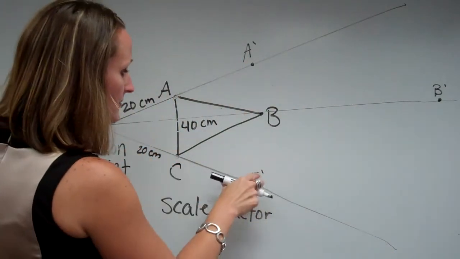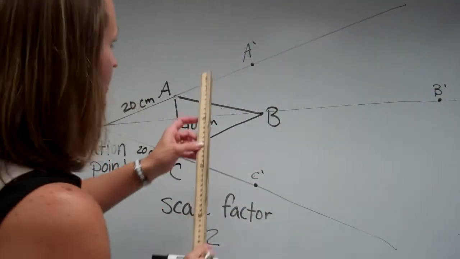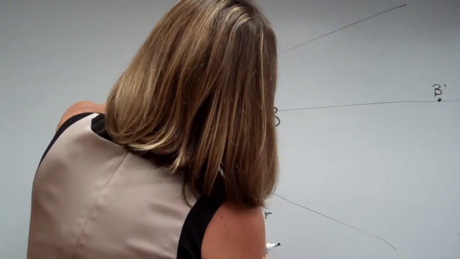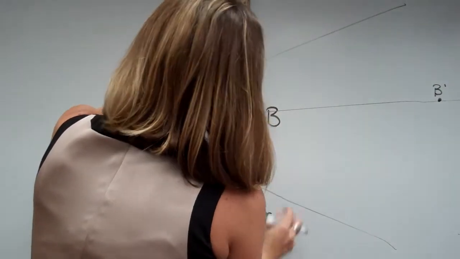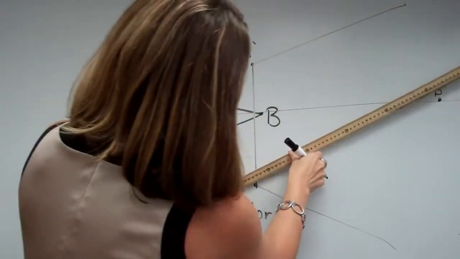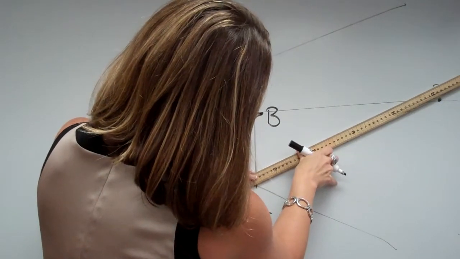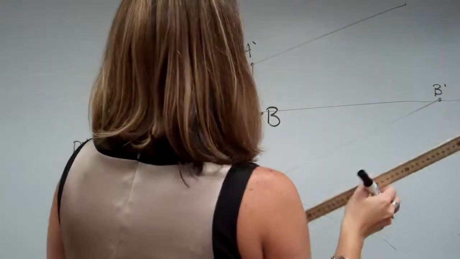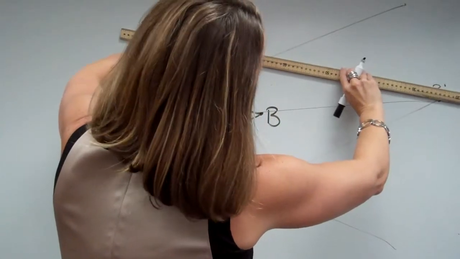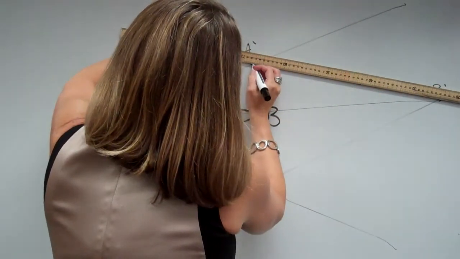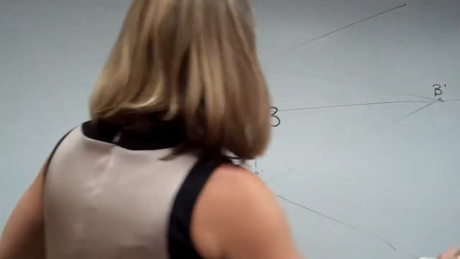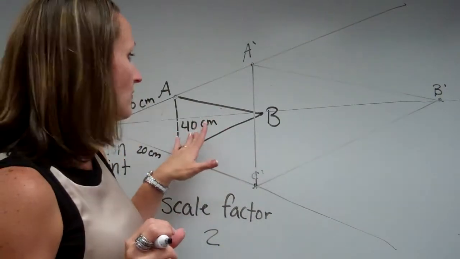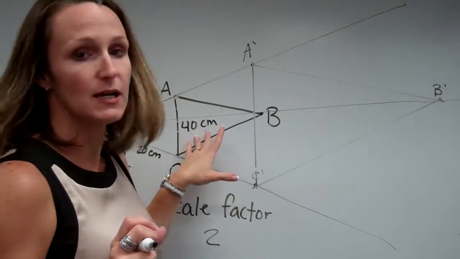So I have A prime, B prime, and C prime. Now all I need to do is connect my vertices. There's A prime to C prime. B prime to C prime. And A prime to B prime. So now our new triangle is twice the size of our original, or our image is twice the size of our pre-image.